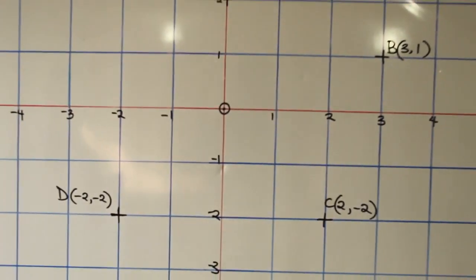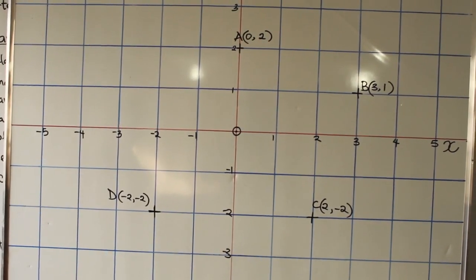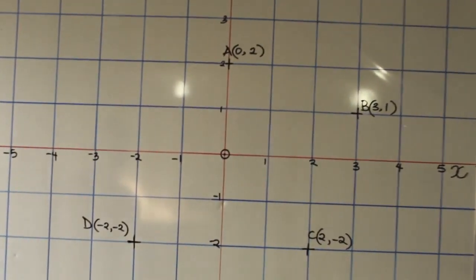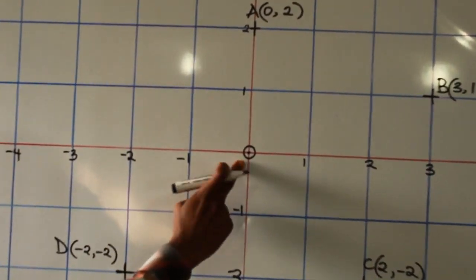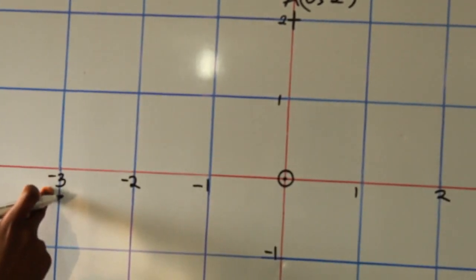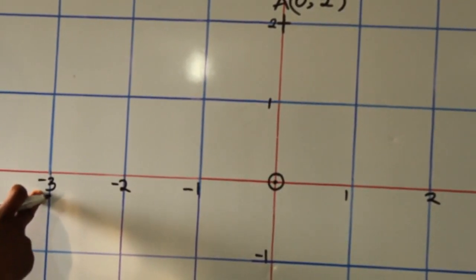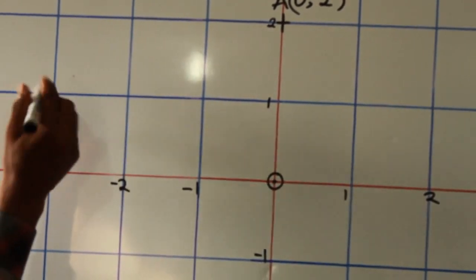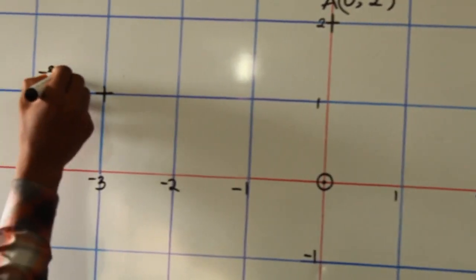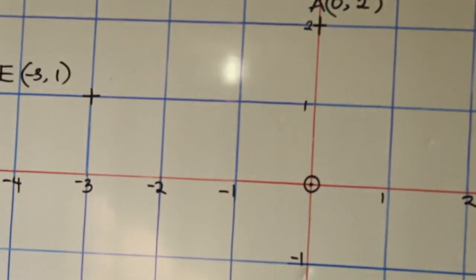The next point is our last point, which is point E, and it's (-3, 1). This is 0, 1, 2, 3 in the left direction, which is minus. 1 is upwards, so this is (-3, 1). This is our point E.